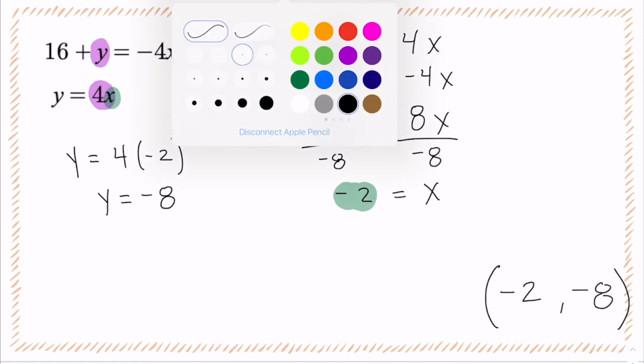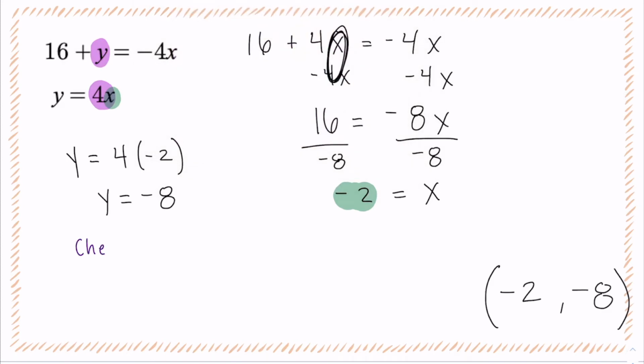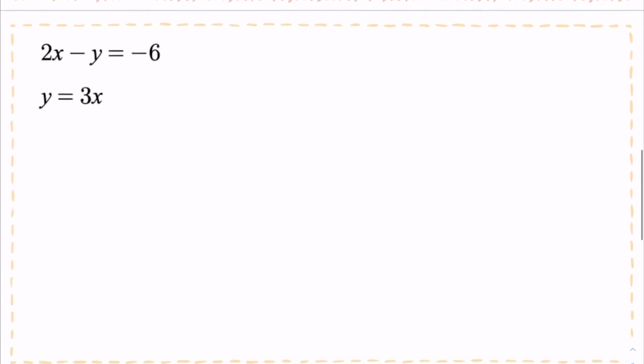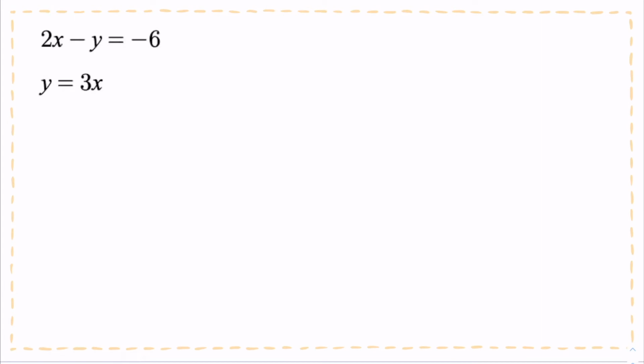One way to check yourself is to substitute in those coordinates into both equations. Because remember, if it's a solution to the system, it should make both equations true. And so here we get 8 equals 8. So it works for that first equation, but it needs to work for both. And this is something that we just did, so we know that it works there. So negative 2, negative 8 is our solution to this system. Okay, now let's pause the video so you can try this next one.